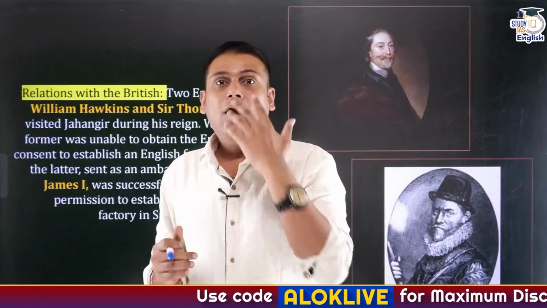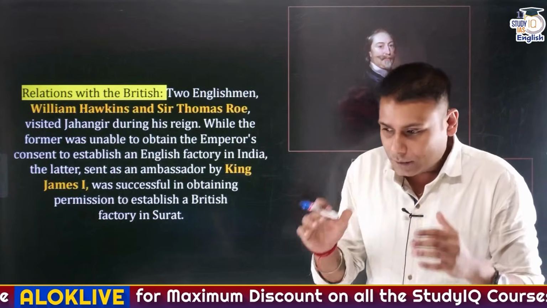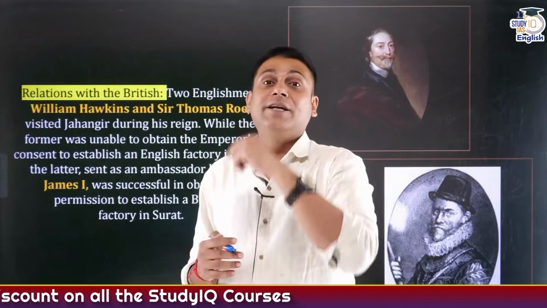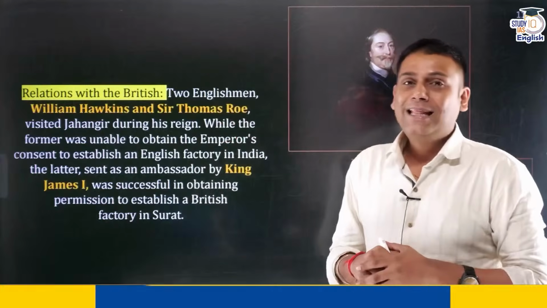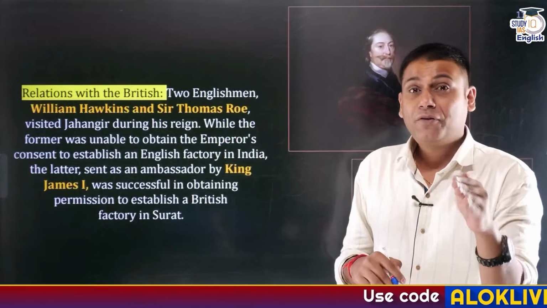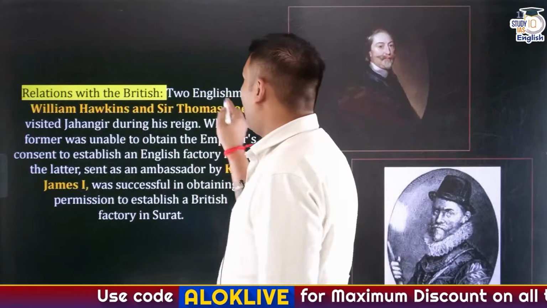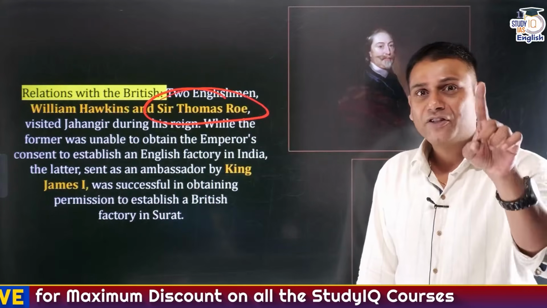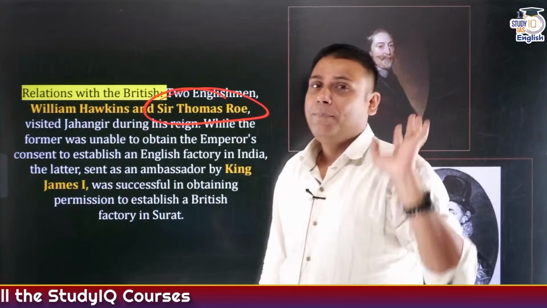Okay. Now, the English East India Company, which was formed by charter. There was a person from the English East India Company, Captain William Hawkins, who visited the court of Jahangir. In that case, he was denied permission for establishing a factory for the first time in Surat. But later on, Sir Thomas Roe was given permission by Jahangir to establish the first factory at Surat.